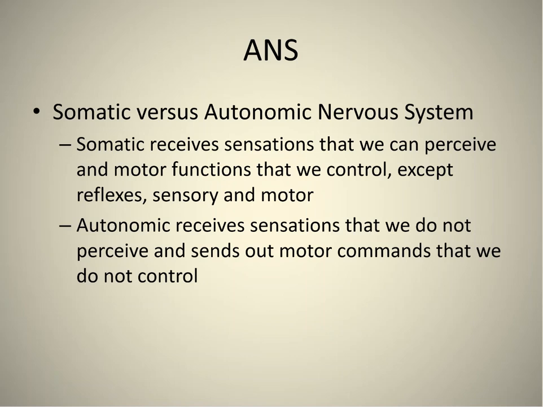Slide 2. This just points out the difference between the somatic nervous system, sensations that we can perceive and motor functions that we control, versus the autonomic nervous system, which on the sensory side receives sensations that we do not perceive and sends out motor commands that we do not control.